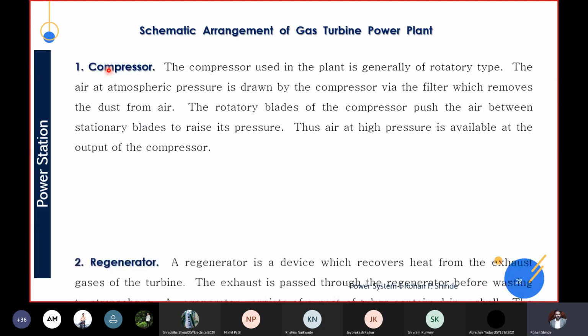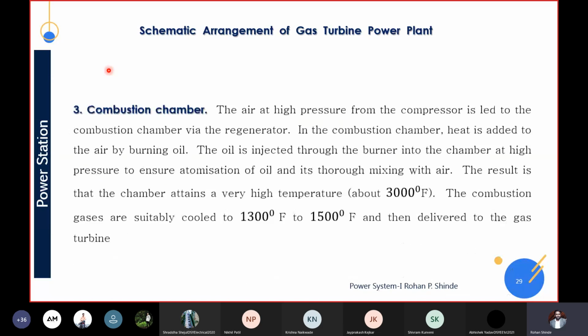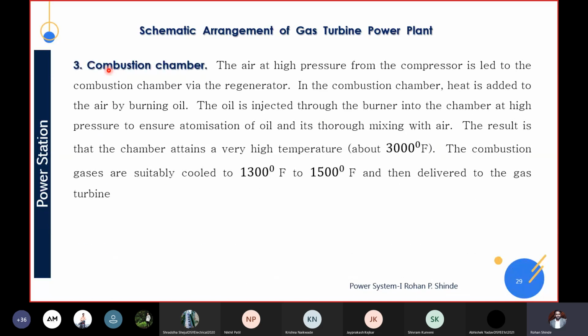Now we will move towards the third section, that is nothing but the combustion chamber. Now we will see in this combustion chamber how the temperature will be provided.